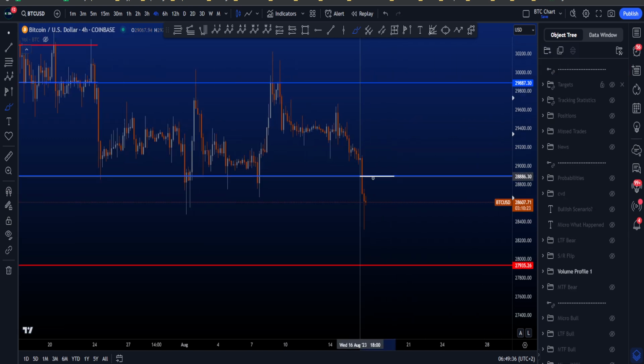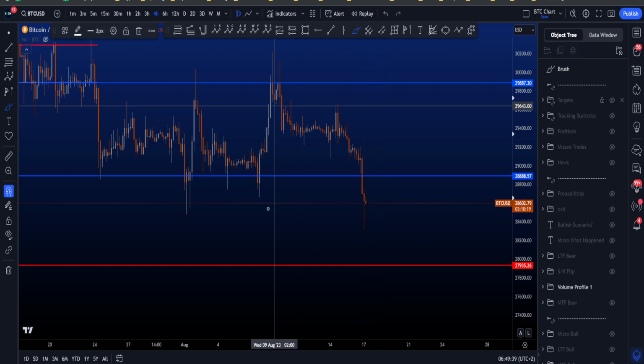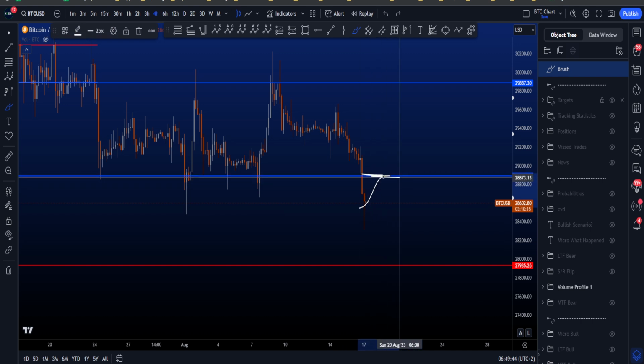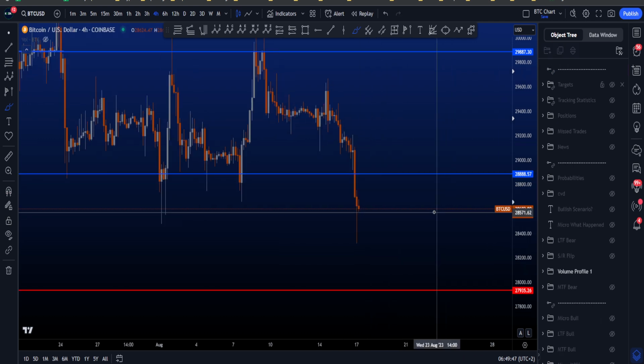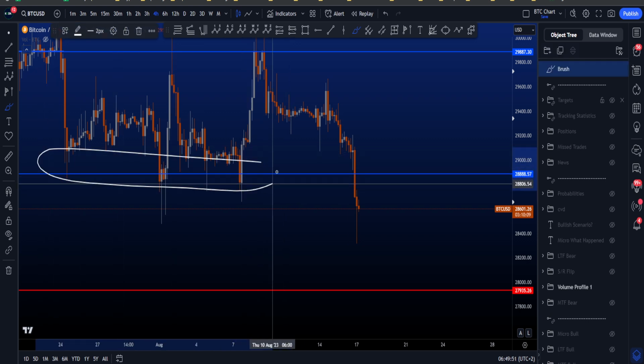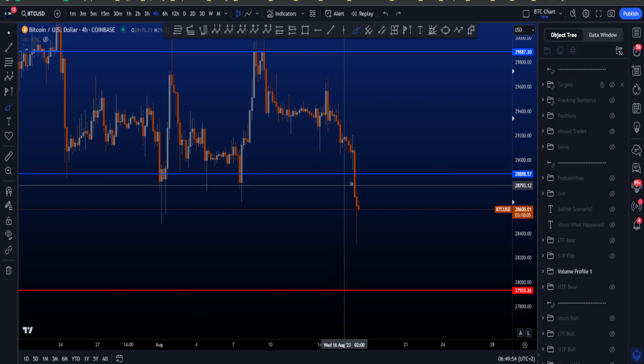So the value area high is also an important support resistance area in case price wants to move up after taking the liquidity over here. If it moves to the upside, then this area is now an important area of resistance at 28.8k, 28.9k. Support basically turning into resistance. That is then what we are seeing over here.